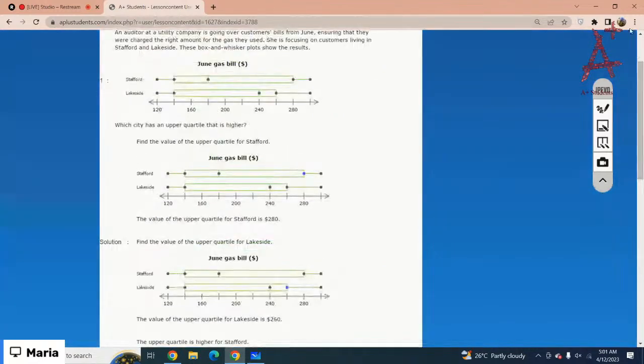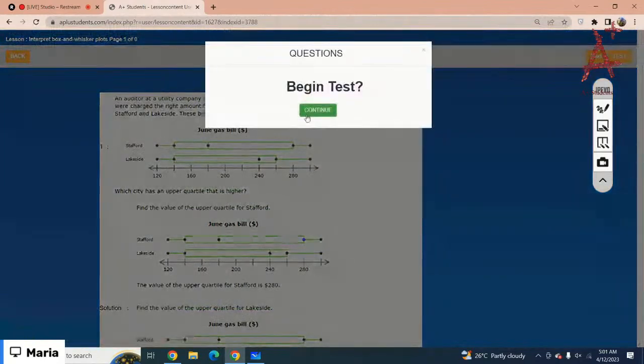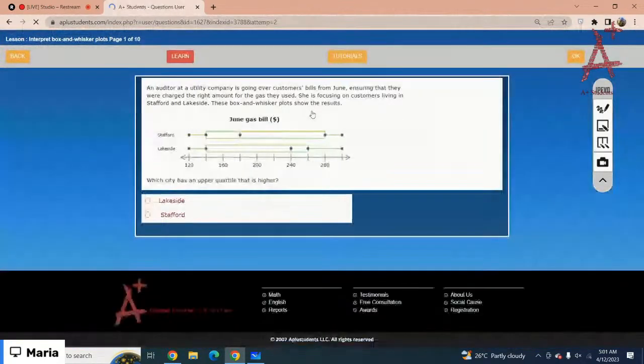Got it? Let's just start with the test questions. Okay, an auditor at a utility company is going over customers' bills from June, ensuring that they were charged the right amount for the gas they used. She is focusing on customers living in Stafford and Lakeside. These box and whisker plots show the results. That's the one we did in the tutorial. So, which city has an upper quartile that is higher? Stafford has higher. Got it? You can see it is 280. So, Stafford has higher upper quartile.